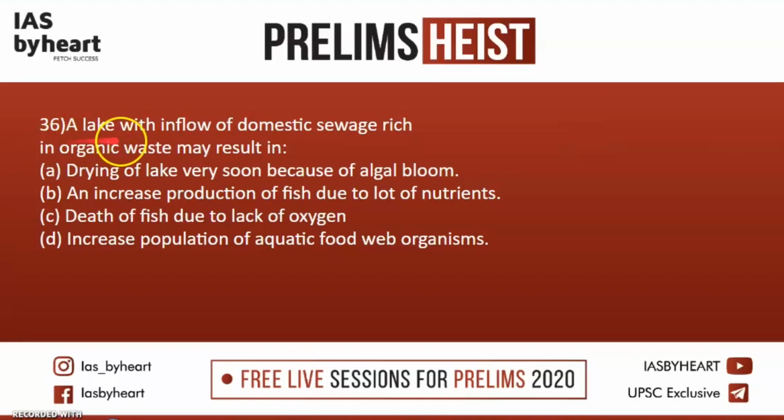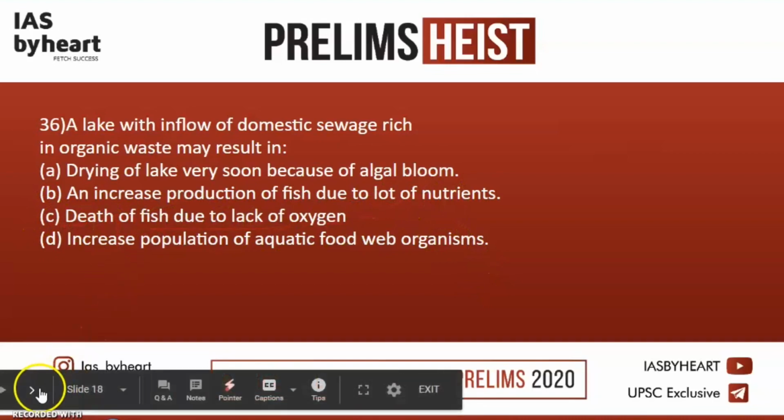Next question is, a lake with inflow of domestic sewage rich in organic waste may result in option A, drying of lake very soon because of algal bloom, option B, an increased production of fish due to lot of nutrients, option C, death of fish due to lack of oxygen, option D, increased population of aquatic food web organisms. See, this question is related to eutrophication, so our answer would be C, death of fish due to lack of oxygen. See, here is our explanation.